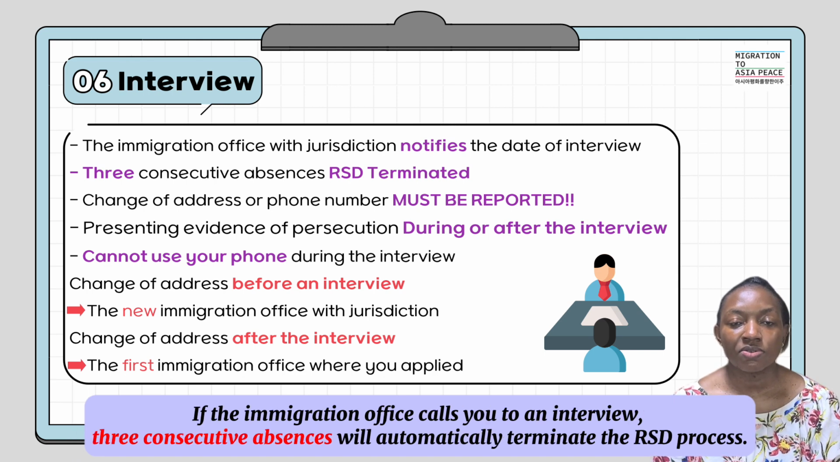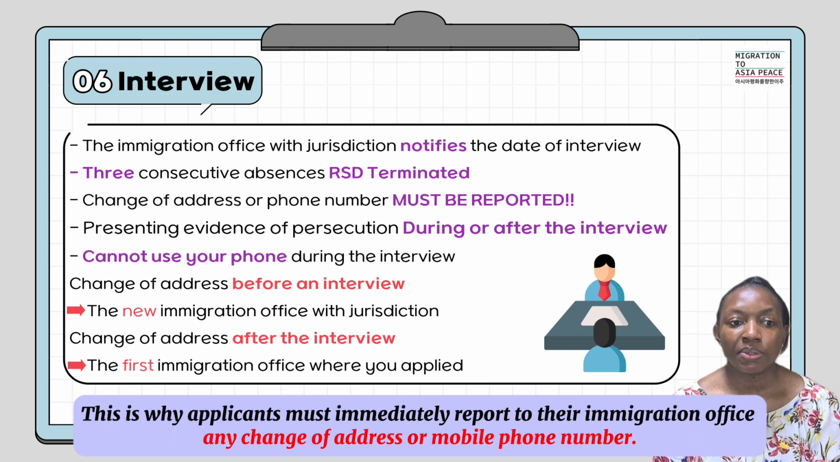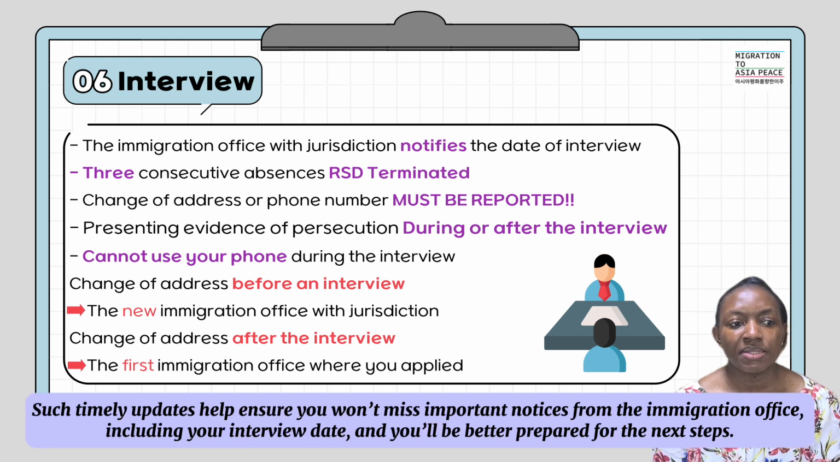If the immigration office calls you to an interview, 3 consecutive absences will automatically terminate the RSD process. This is why applicants must immediately report to their immigration office any change of address or mobile phone number. Such timely updates help ensure you won't miss important notices from the immigration office, including your interview date, and you'll be better prepared for the next steps.